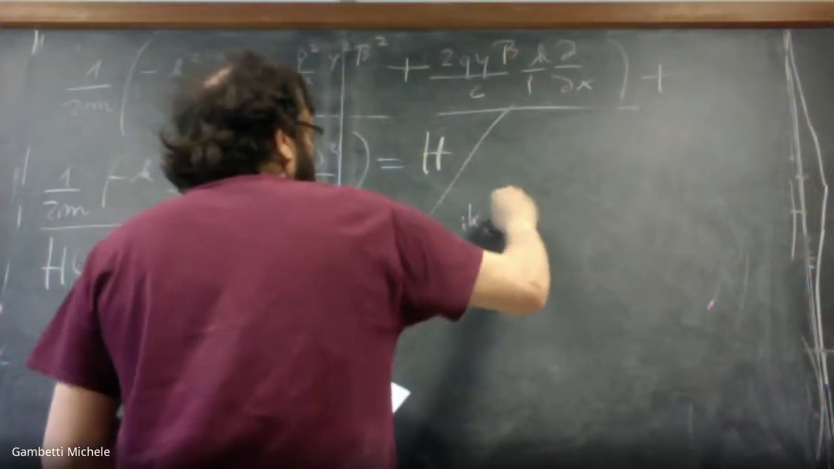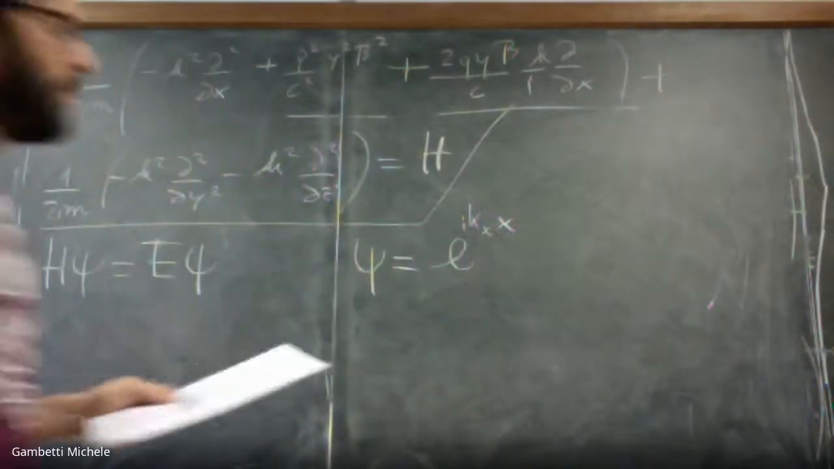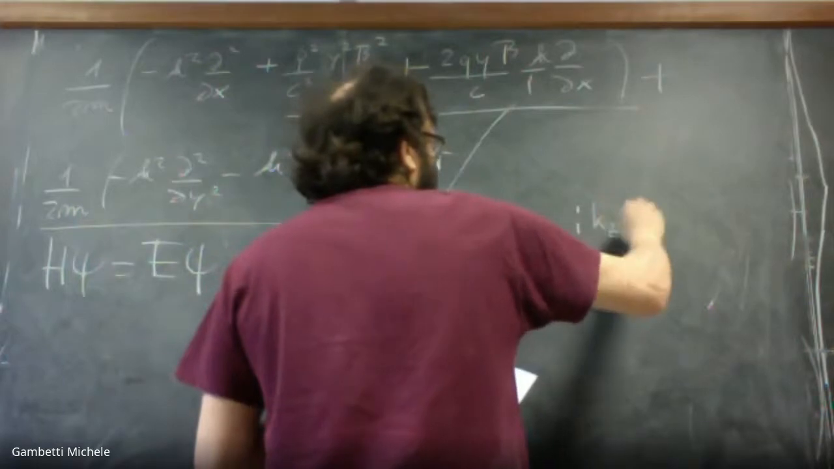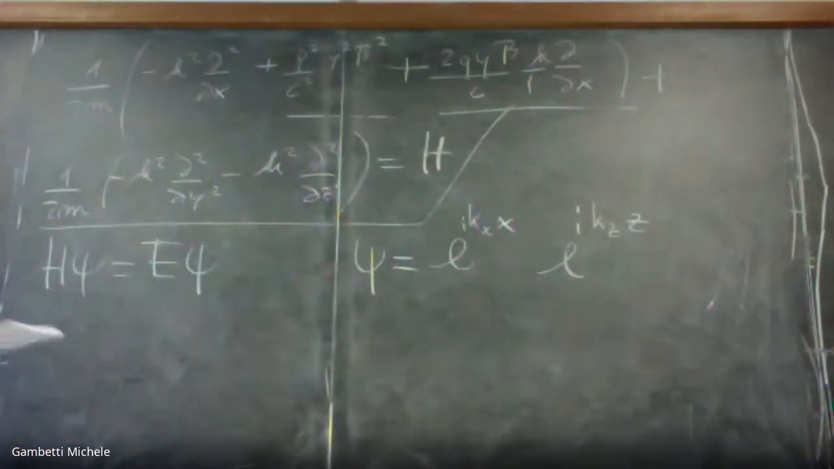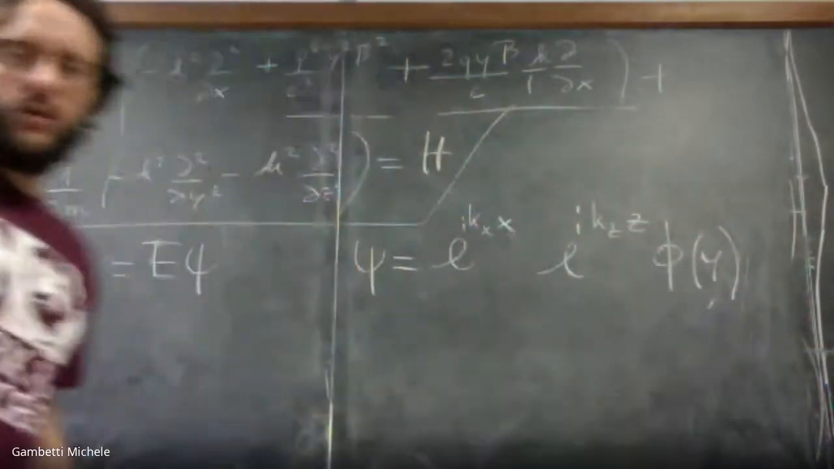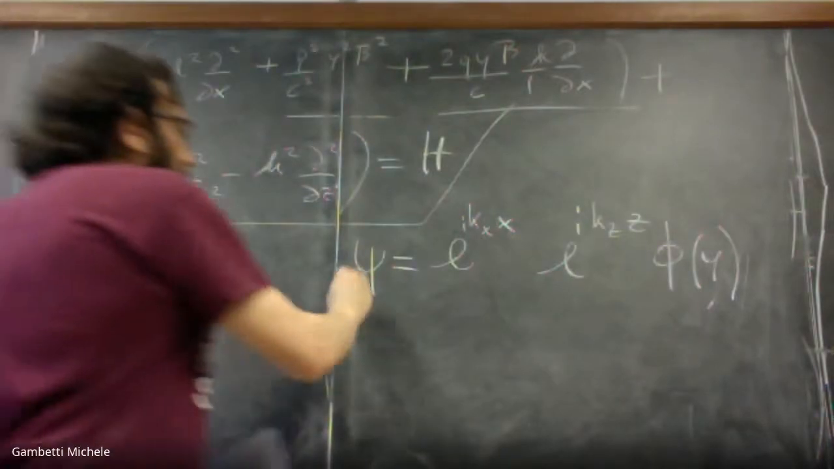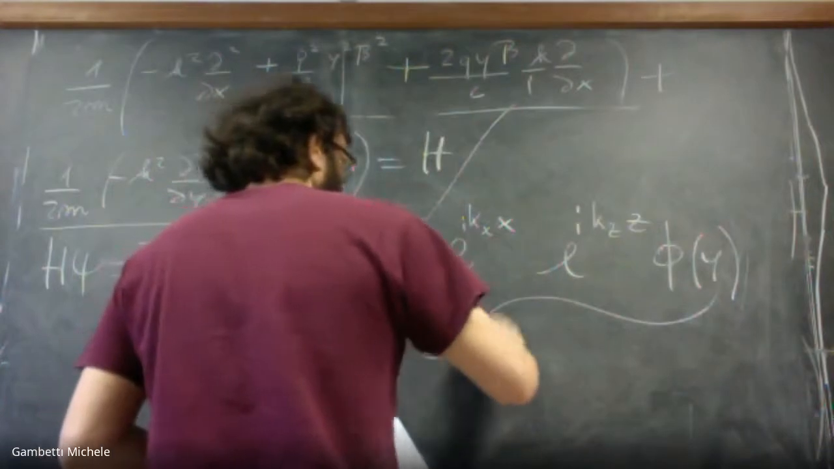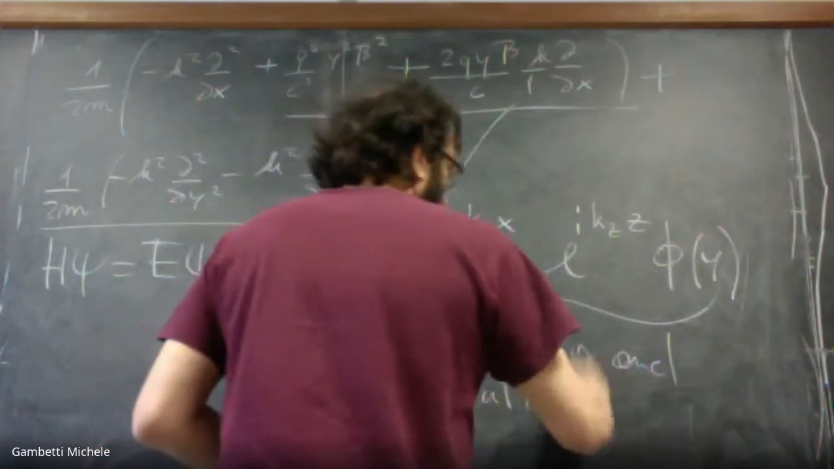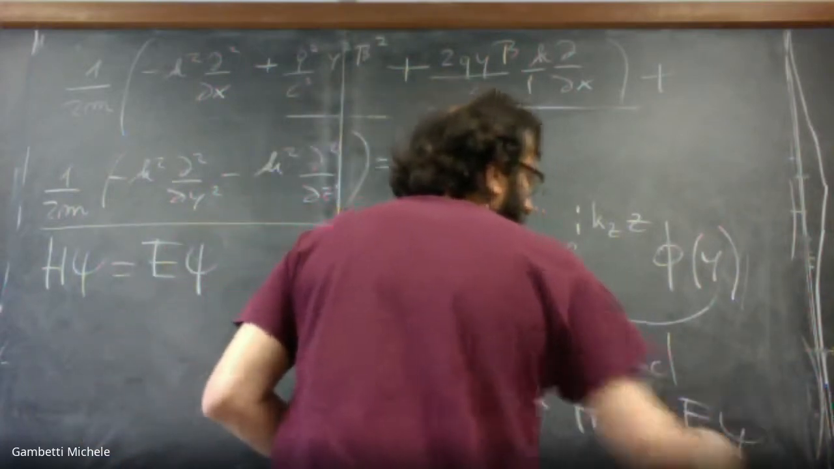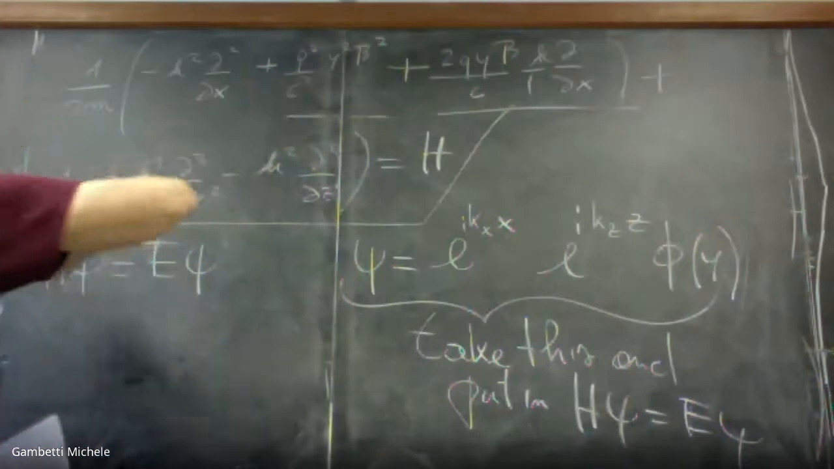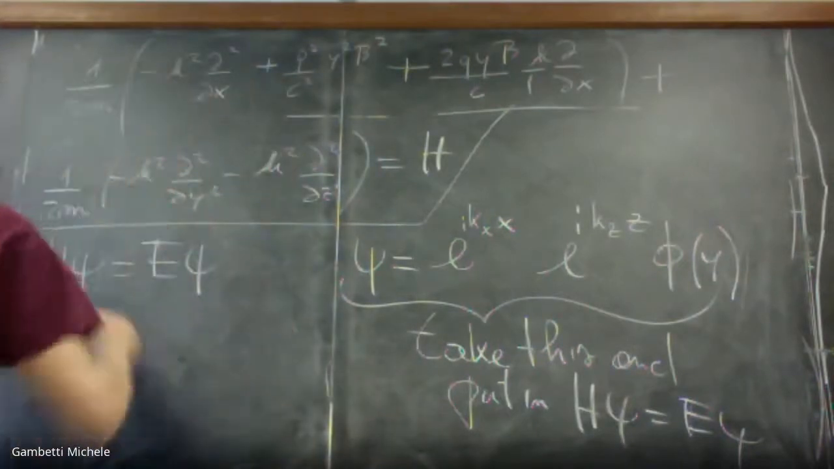e to the i k_x x, which is the x dependence of the wave function. Then I have e to the i k_z z. The z is completely untouched. And then one factorizes the dependence on y by introducing a new function, phi. Now, you take this and put it in H psi equal to E psi, where H is this operator that has this term here and all these terms. So let's try to do it.